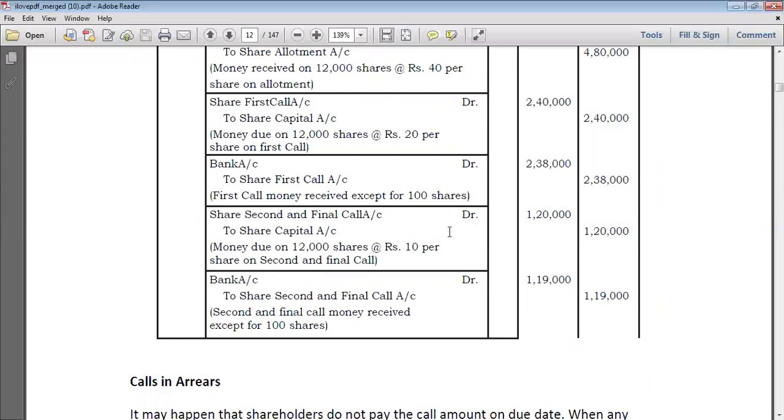But these 100 shares also do not pay the second call. So on 100 shares, at 10 rupees, 1,000 rupees is not received on the second call. That's why the company will pass the entry: bank account debit to share second call, for which amount? 1,20,000 minus 1,000 which is not received from the shareholders. That means 1,19,000.